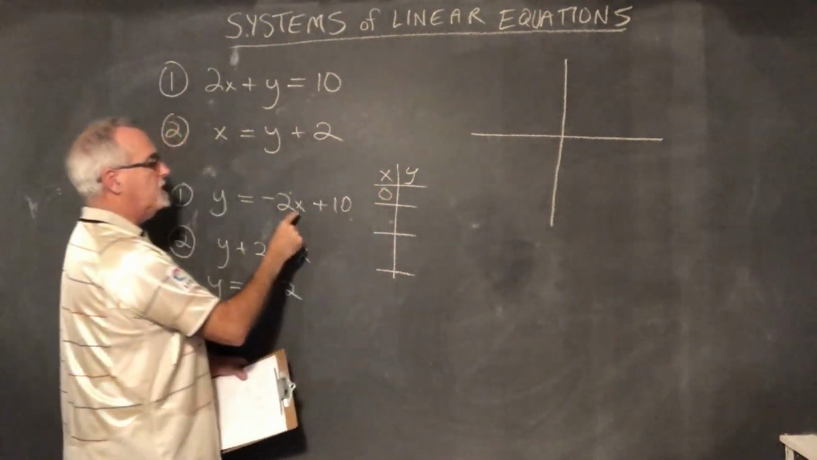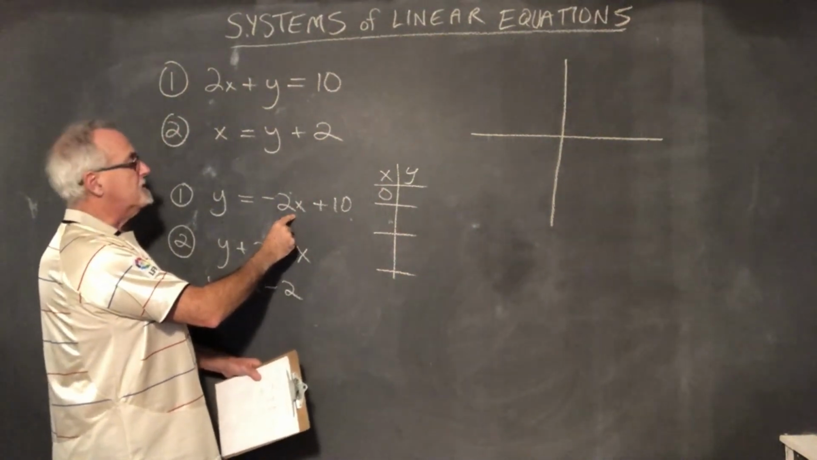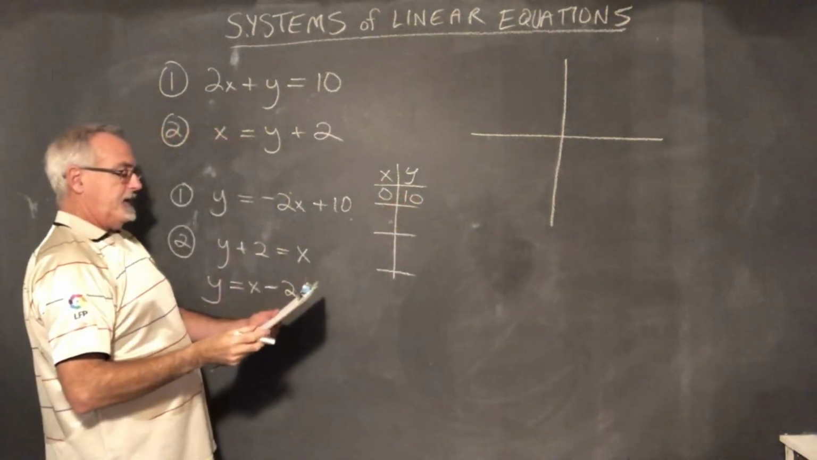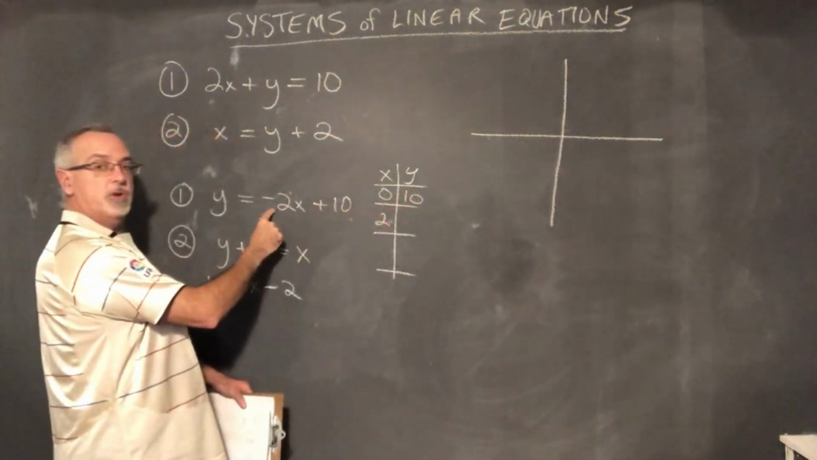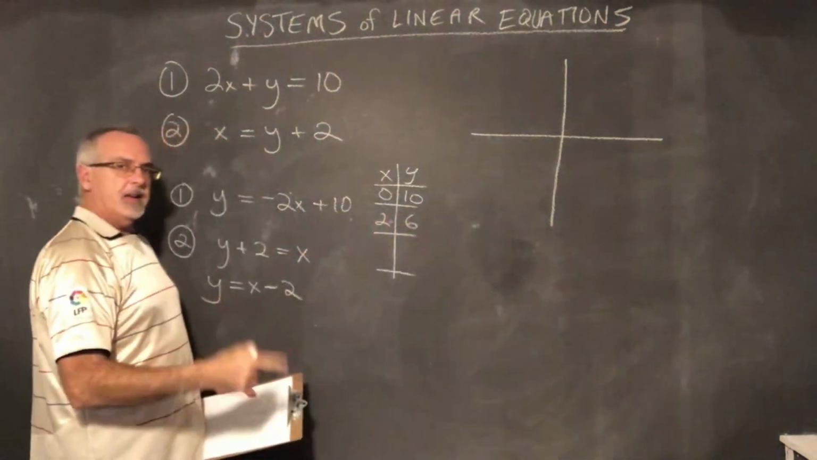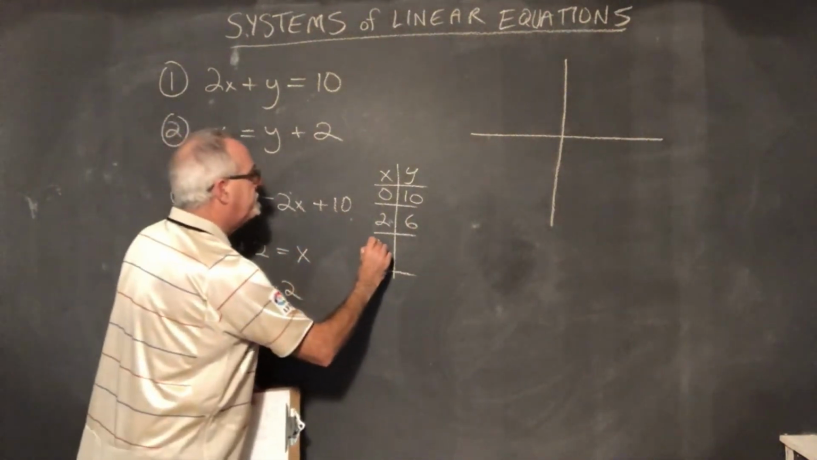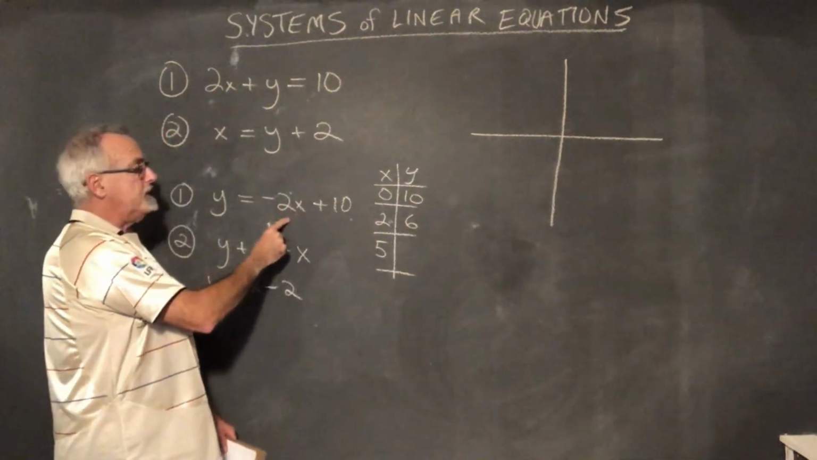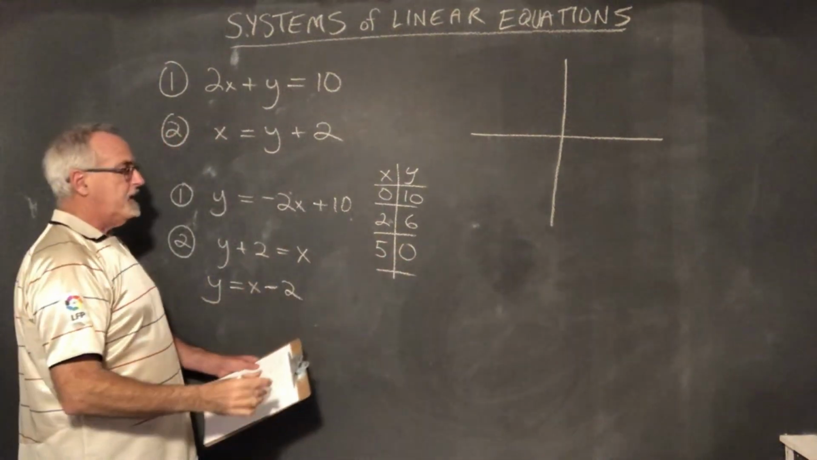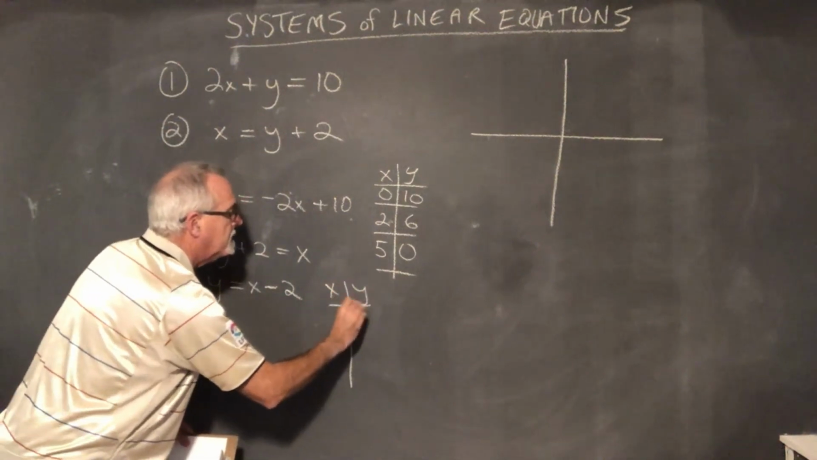If x is 0, negative 2 times 0 cancels, and negative 2 times 0 is equal to 0. So y will end up being equal to 10. If x is 2, negative 2 times 2 is negative 4, and negative 4 plus 10 is positive 6. It is fast to do a table of values when you have this form. And if x is 5, negative 2 times 5 is negative 10, and negative 10 plus 10 is equal to 0, so y is equal to 0. That quickly I have a table of values for this first line. And it will also be quick to do the second table of values for the second line.